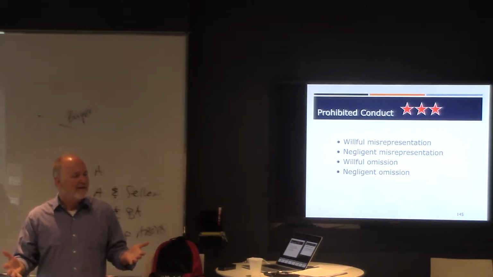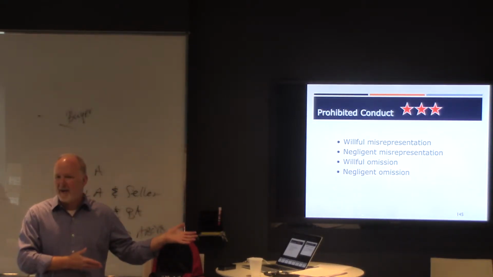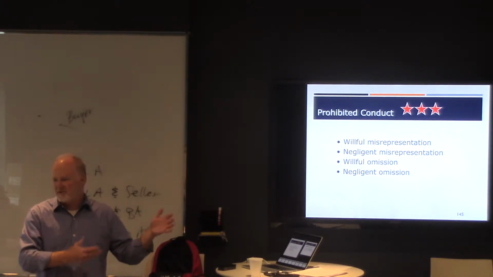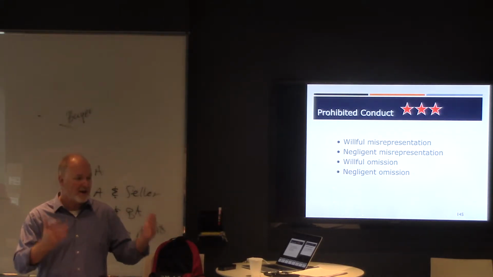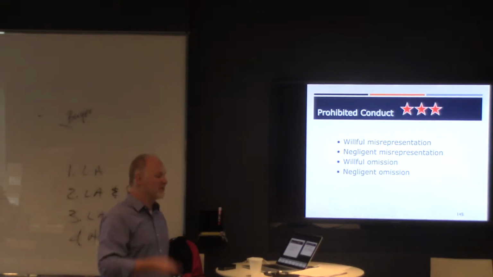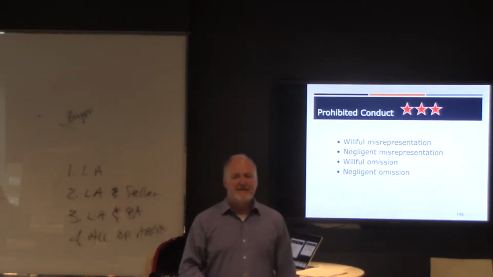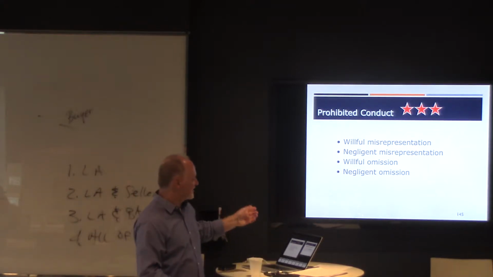Once you know it's a material fact, you must disclose it. Weirdly enough, does the seller have the option of staying quiet? If they notice something wrong with the house, does the seller have the option of staying quiet? Yeah, because of caveat emptor. Sellers don't have to disclose anything, as long as they don't lie, as long as they don't cover anything up. Now put these words together. Willful misrepresentation, negligent misrepresentation, willful omission.